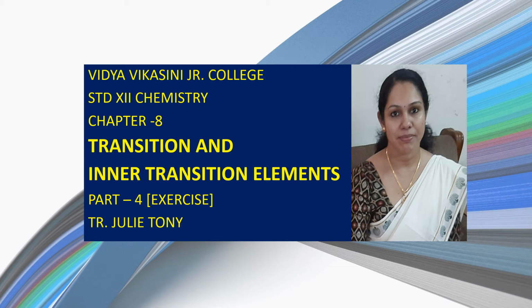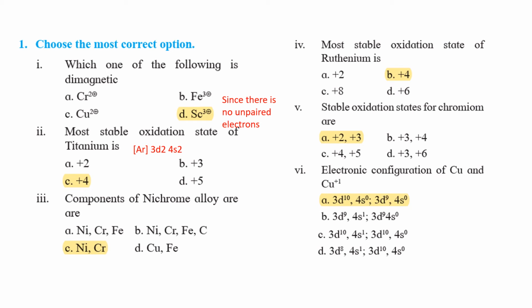Hello students. Today let us discuss the exercise of the lesson transition and inner transition elements. Question number 1. Choose the most correct option. First question. Which one of the following is diamagnetic? The correct answer is option D, Sc3+, since there are no unpaired electrons.